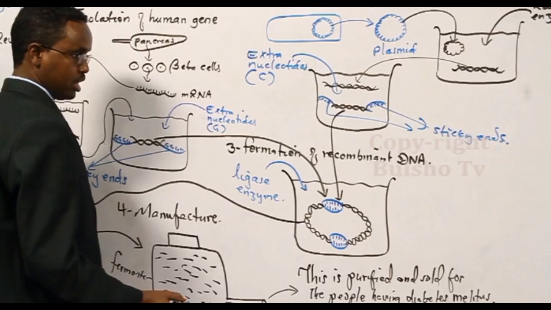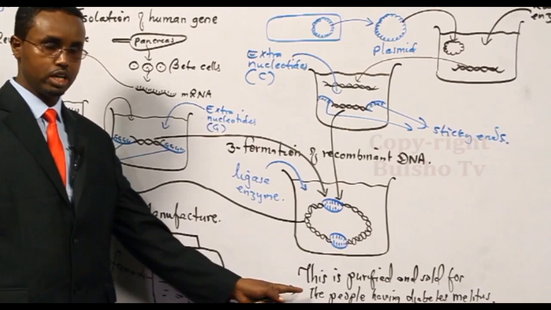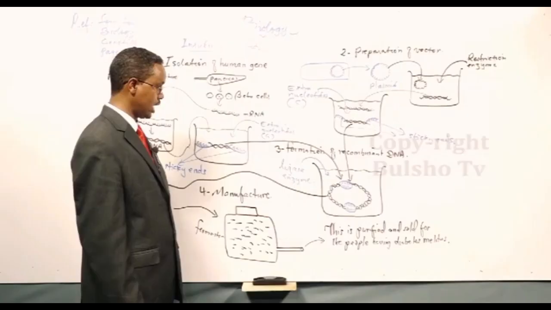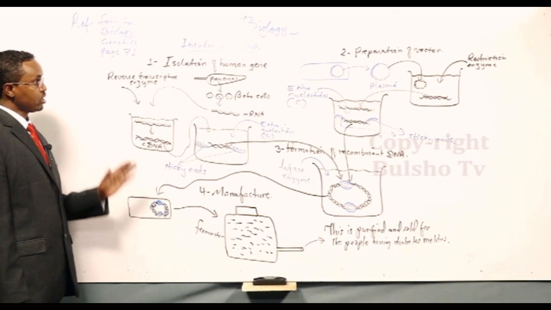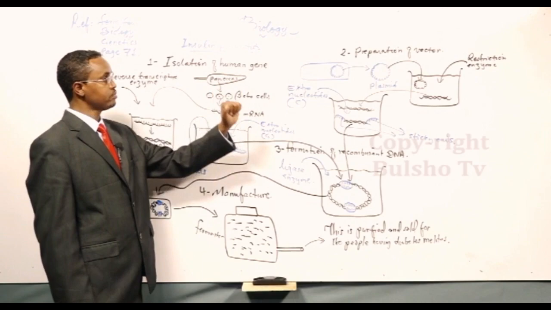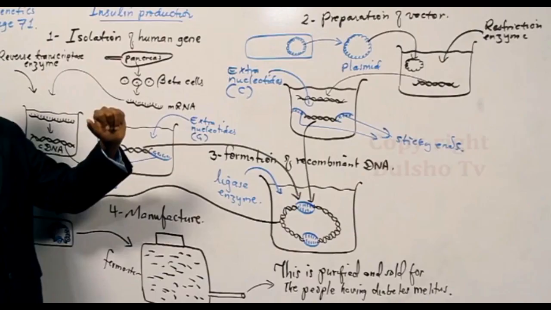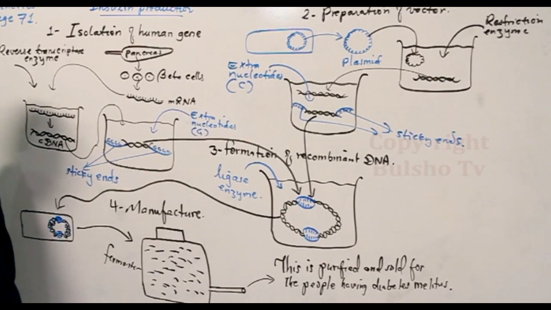On your book, here is a bottle that contains pure insulin that is used for treating people having diabetes mellitus. Okay, this is now complete information. You see on your book, the first step is called isolation of human gene. The second step is called preparation of vector. The third step is called formation of recombinant DNA. And the fourth step is called manufacture.